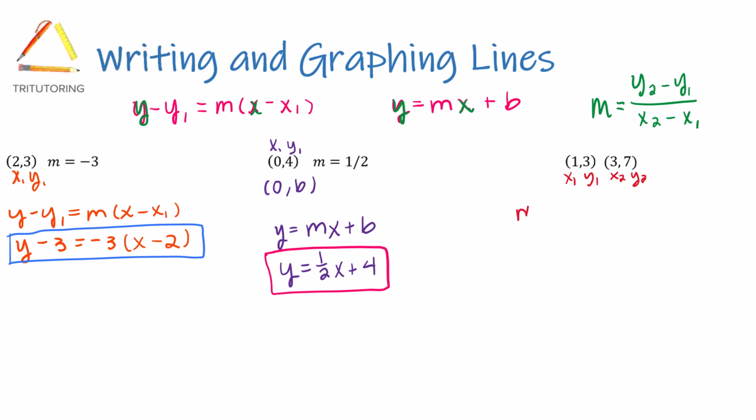And then we fill them in for our slope. y2 is 7, y1 is 3, over x2 minus x1, so 3 minus 1. If I simplify this, 7 minus 3 is 4, 3 minus 1 is 2, and 4 divided by 2 reduces to 2. So in fact, I have a slope of 2. Now I still don't have everything that I need to fill this in and make it that slope-intercept form because I don't have the b value.